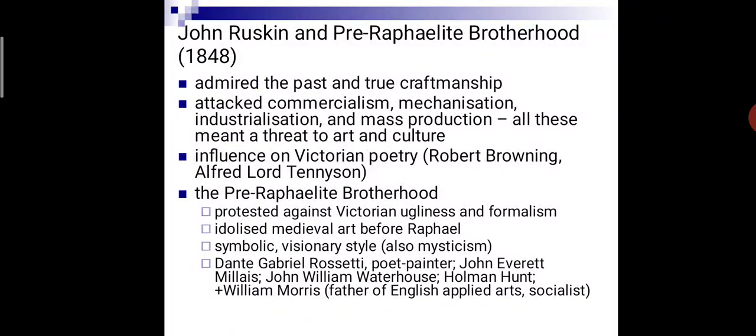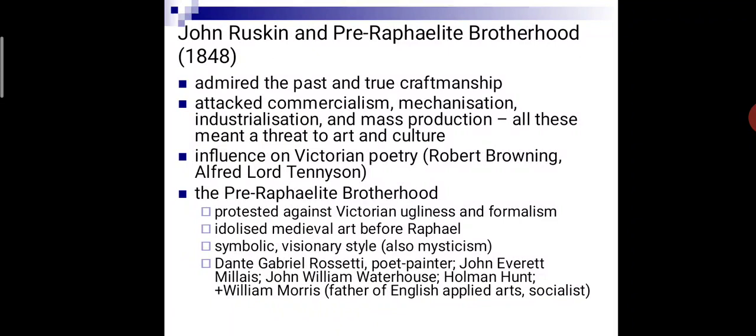That is John Ruskin and the Pre-Raphaelite Brotherhood, one of the important movements in the Victorian age. The Brotherhood emerged in 1848, admired the past and true craftsmanship, and attacked commercialism, mechanization, industrialization, and mass production. All this meant a threat to art and culture.